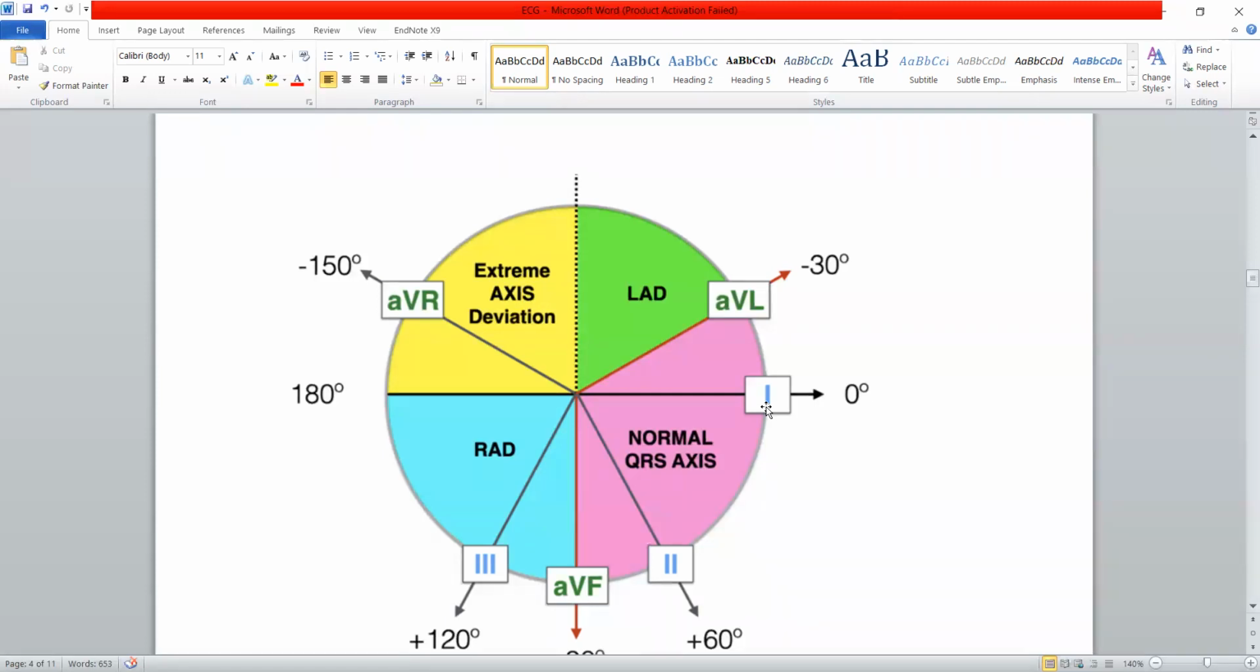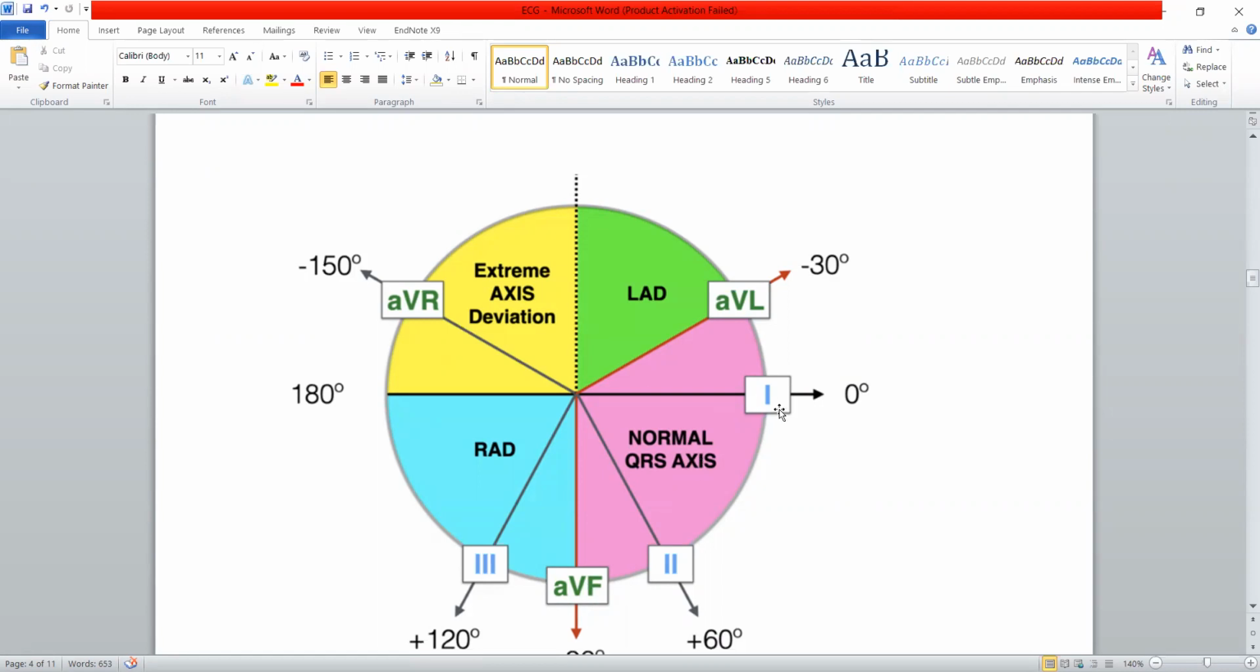If the QRS complex is positive in both lead 1 and lead AVF, then it means the current is flowing in the normal direction, because normally the current flows towards lead 1 and AVF or lead 2, because lead 1 is towards the left and lead AVF is downward. So it means normal cardiac axis.